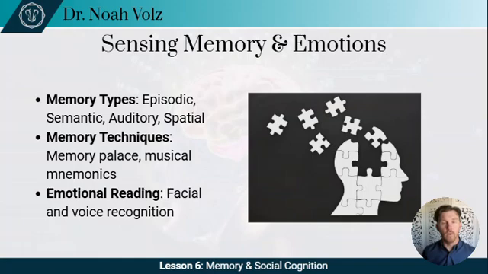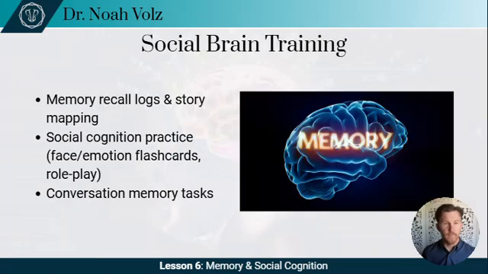And then there's also the sensory function of our emotions and feelings. And so there's different types of memory. There's episodic or semantic or auditory or spatial memory. And so all of these memory aspects can be enhanced with different training. So memory palaces or mnemonics or using facial and voice recognition to see what somebody is experiencing, the feelings they're having with what they're saying. All of these can help as well.